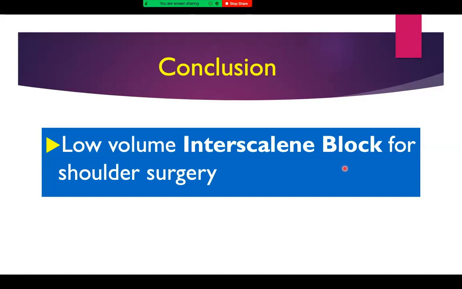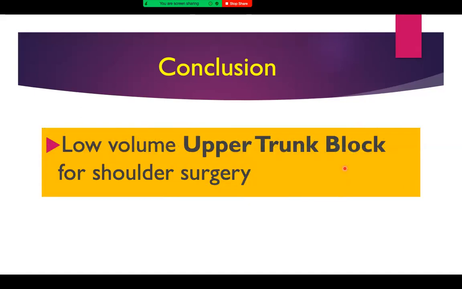So I just changed the terminology from low volume interscalene block for shoulder surgery to low volume upper trunk block for shoulder surgery. I'm sure if I inject 5 ml of 0.5% bupivacaine, as I have shown in the video, I would definitely produce 5 to 10 hours of intense shoulder analgesia without significant phrenic nerve involvement. And for me, low volume upper trunk block for shoulder surgery is a big yes.